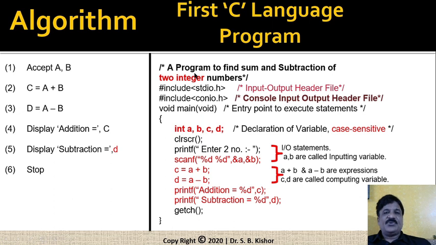So what is the use of this comment? Just by reading this line, you will be able to know for what purpose this particular program has been written. That is very much possible by simply reading this particular line. So this is our first complete C language program for the corresponding algorithm.